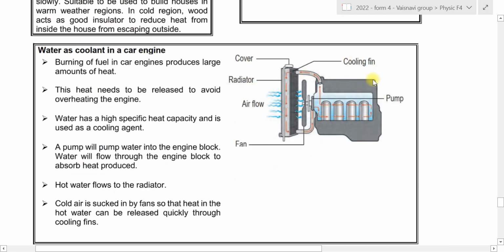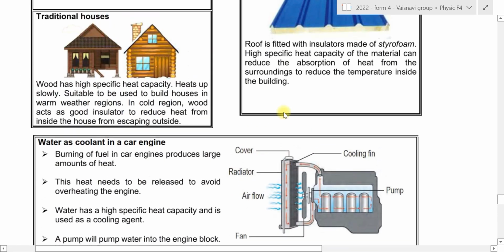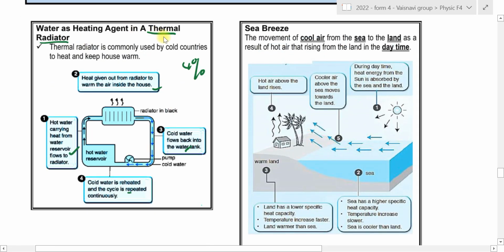I give you here the car engine. This thermal radiator is basically used by the cold countries to heat and keep the house warm, for example, inside an igloo. They will normally have a water reservoir, hot water, carrying the heat from the water reservoir to flow to the radiator.